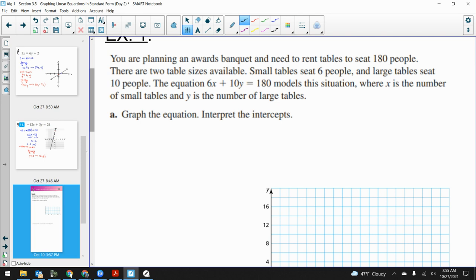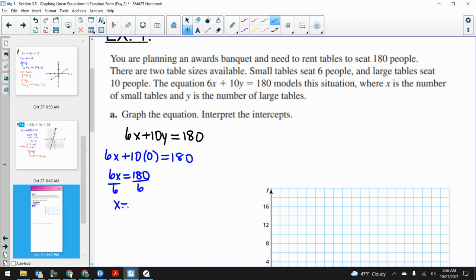Now, let's graph this. Do you see how the equation is given to us? Standard form: 6x plus 10y is equal to 180. So let's do exactly what we've been doing yesterday. Let's graph using intercepts, but now we're going to follow the next direction and interpret those intercepts. If I want to find my x-intercept first, we say 6x plus 10 times y, 10 times 0, is equal to 180. The 10 times 0 is going to go away, leaving 6x is equal to 180. I divide by 6, x is 30.